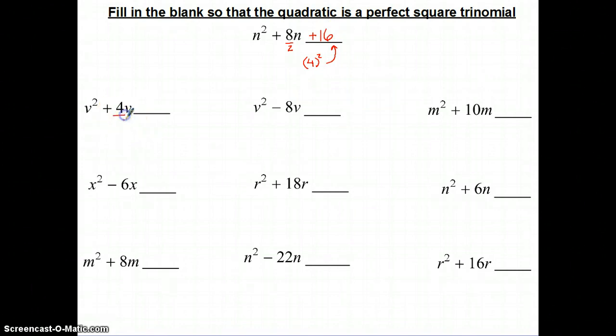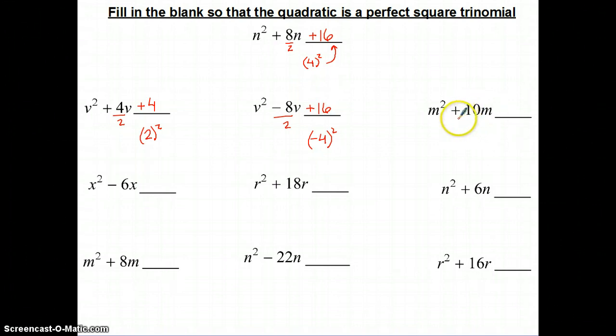To the left, I divide 4 in half and get 2. I then take 2 and square it to get a positive 4, so I put a positive 4 in the blank. In the middle, I'm going to take negative 8 and divide it by 2. That gives me a negative 4. I take that whole negative 4 and square it. Negative 4 times negative 4 is positive 16, so I write that in the blank.